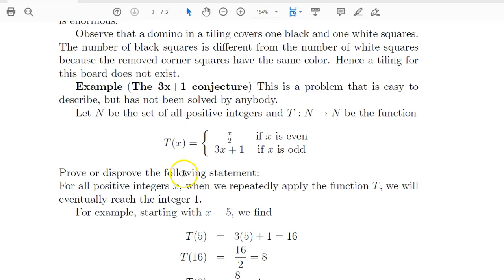Prove or disprove the following statement. For all positive integers x, when we repeatedly apply the function T, we will eventually reach the integer 1.